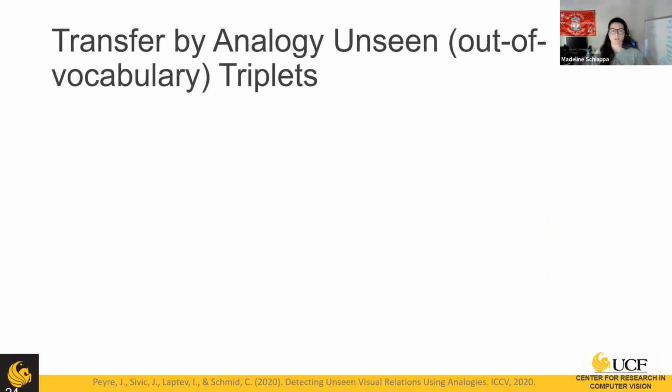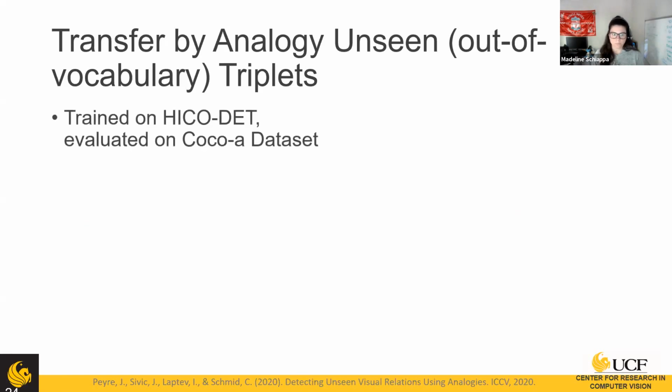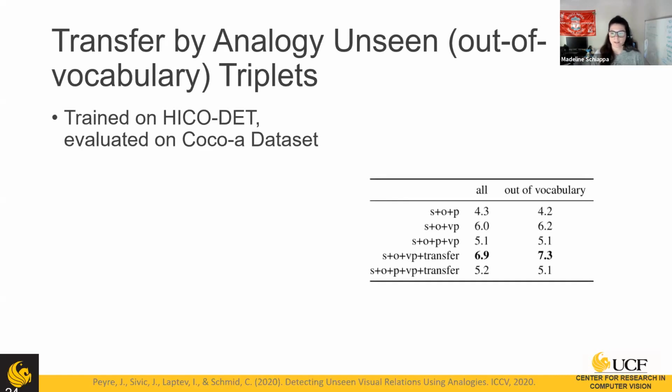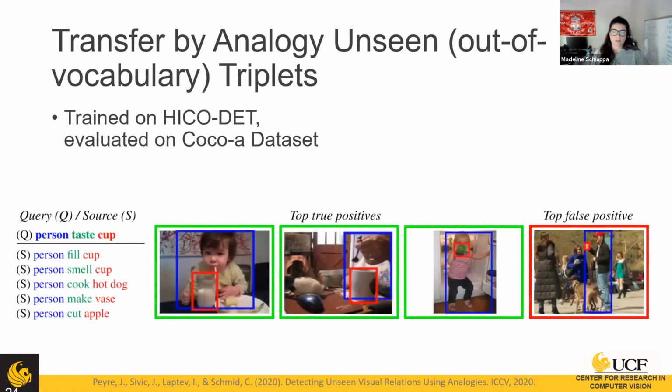Finally, we're going to look at their performance on transfer by analogy on out-of-vocabulary triplets. This is where predicates were not seen in the training data. We used a model trained on HICO-DET but evaluated on COCO-A. The first column is for all unseen triplets, while the second is isolated to only out-of-vocabulary. One thing that is interesting that we can discuss is that they actually perform better on out-of-vocabulary only. Here are some qualitative results again.